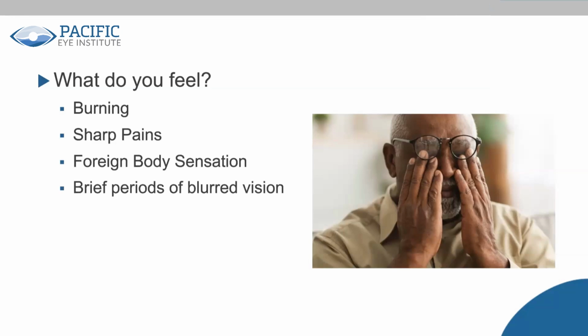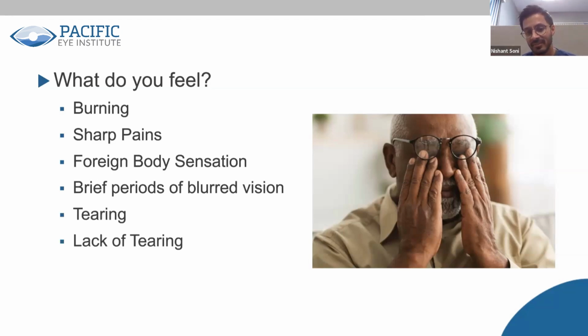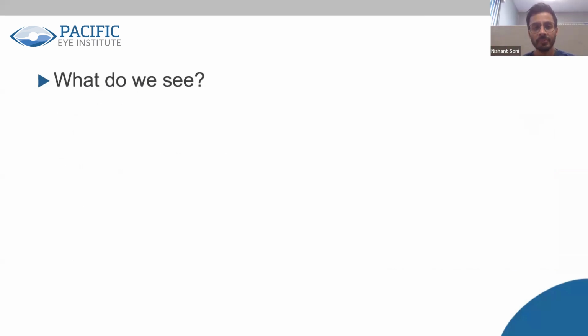There's also brief periods of blurred vision. So you might be reading, and after about 10 minutes or so, it starts to get really blurry. You have to take a break, and then it improves the vision for a short time again, but then it gets blurry again. You can have tearing, and you can have lack of tearing. You can also have morning stickiness, or the sensation like the eyes are hard to open in the mornings.